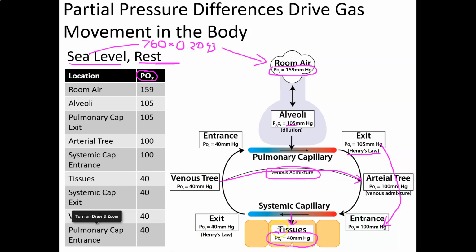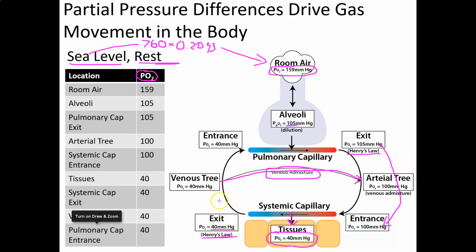Now, this has the same application as we saw with the alveoli. We can apply Henry's law again. If we know the tissues are 40, the exit's going to be 40. And these aren't going to change as much as the alveolar space. But if the tissues go to 50, then the exit's 50. If they go to 38, the exit's 38. All that matters is if we know what the tissue is, by Henry's law, we can figure out what the exit's going to be.